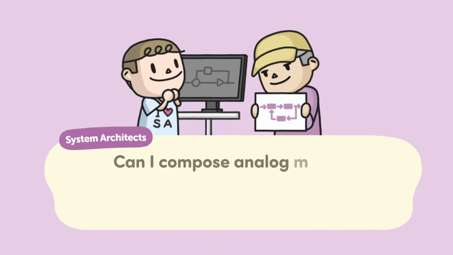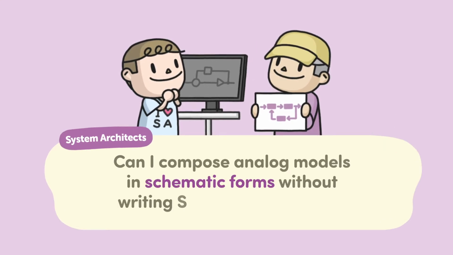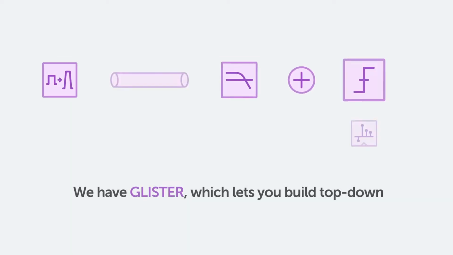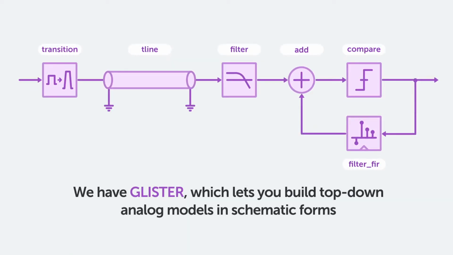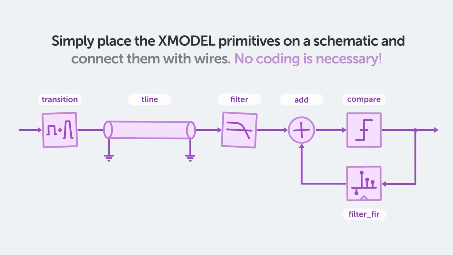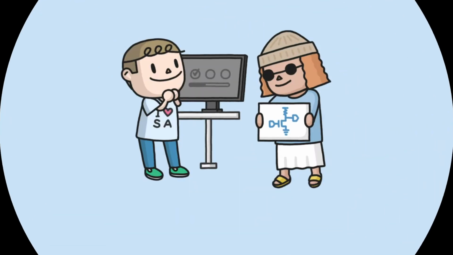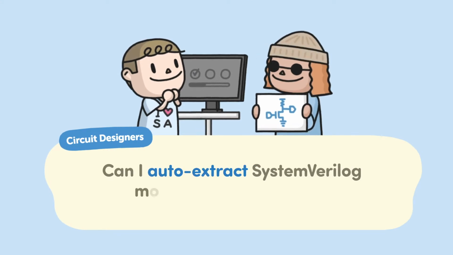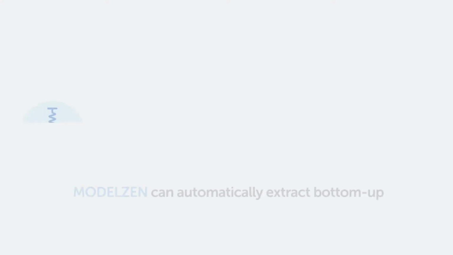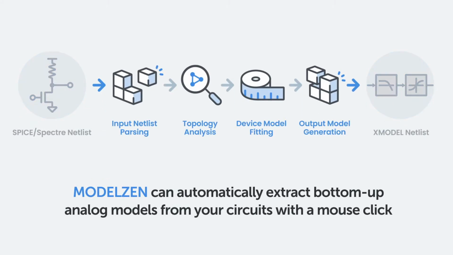Can I compose analog models in schematic forms without writing SystemVerilog codes? Yes, we have GLISTER, which lets you build top-down analog models in schematic forms. Simply place the XMODEL primitives on a schematic and connect them with wires. No coding is necessary. Can I auto-extract SystemVerilog models from my circuits? Surprisingly, yes. MODELZEN can automatically extract bottom-up analog models from your circuits with a mouse click.